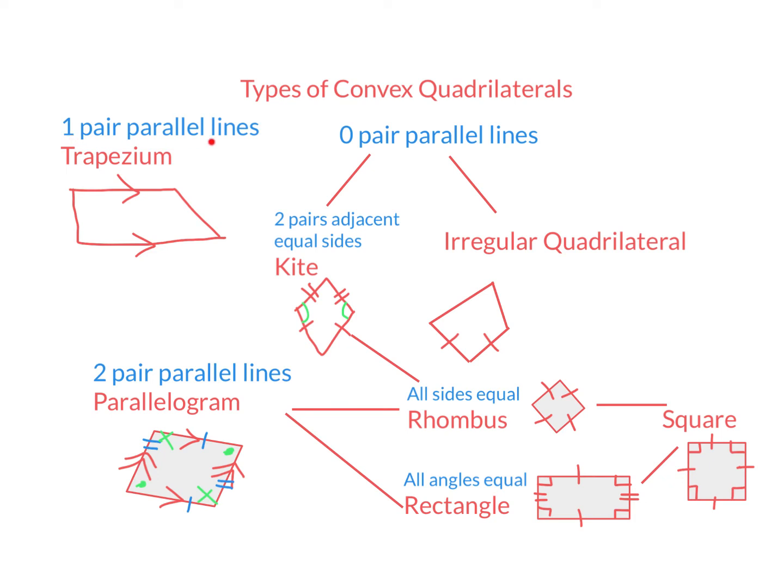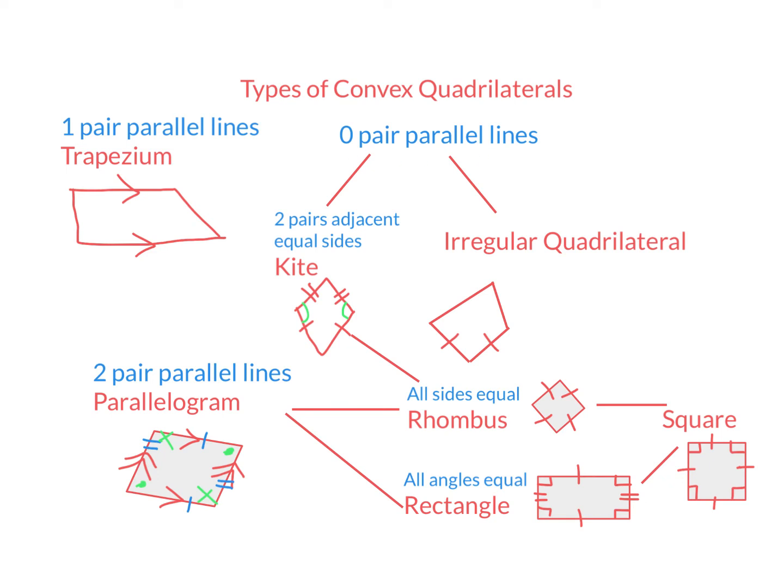So it's easy: if a quadrilateral has one pair of parallel lines, then it must be a trapezium. This shape here has one pair of parallel lines, and the other pair of lines is not. Remember, trapeziums are always convex. So what about if a quadrilateral has no pairs of parallel lines?